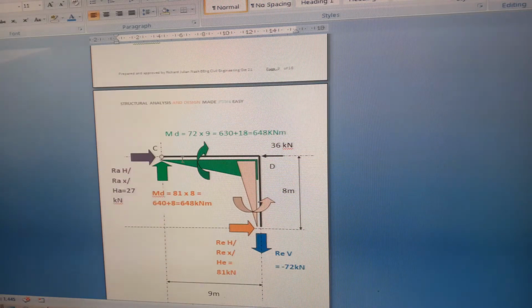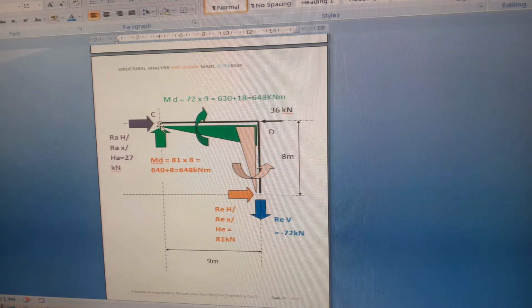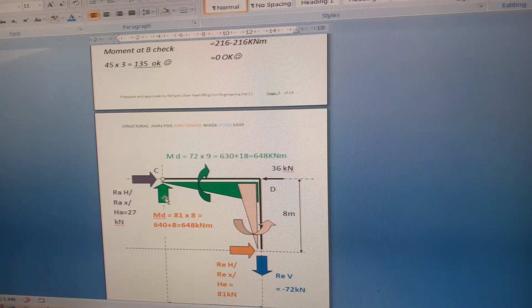Oh yeah, so here now I haven't done the right hand side. Let's move on to the right hand side. Now let's start at B. So we go method of sections about pin joint C. So there's a reaction from HA, that's 27, and the vertical reaction from A, that's 72. So the moment at point D, let's take moments of everything to the left hand side of point D. So MD equals 72, which is the vertical reaction at A, times 9.